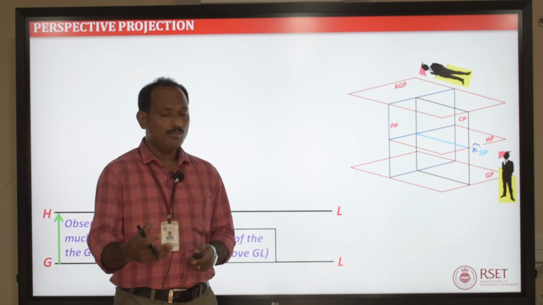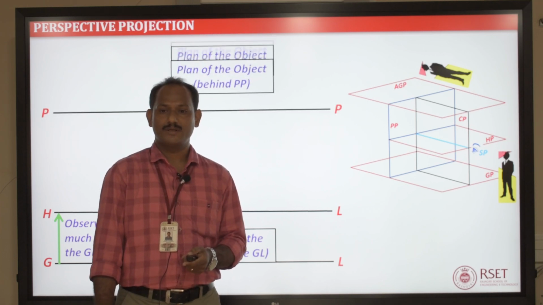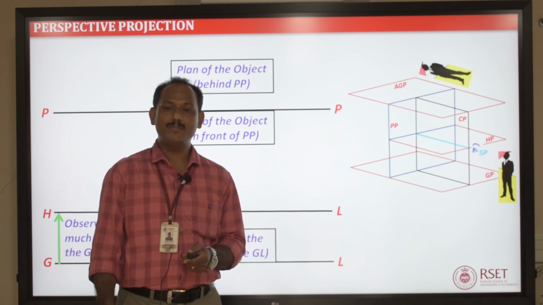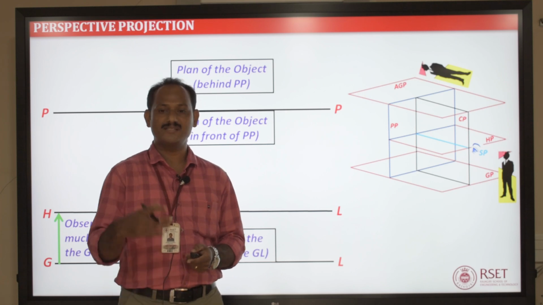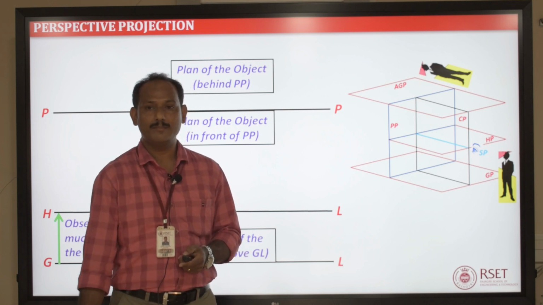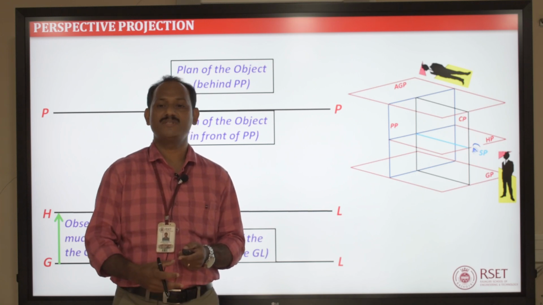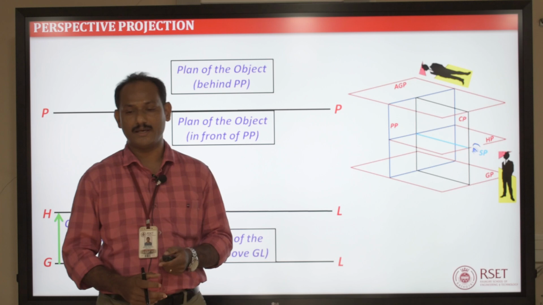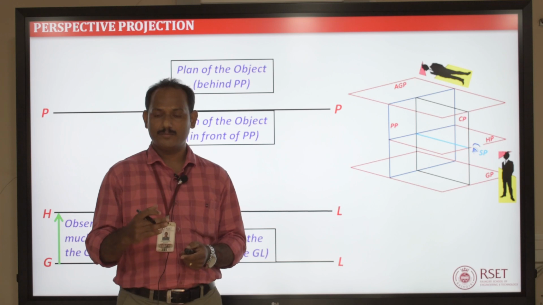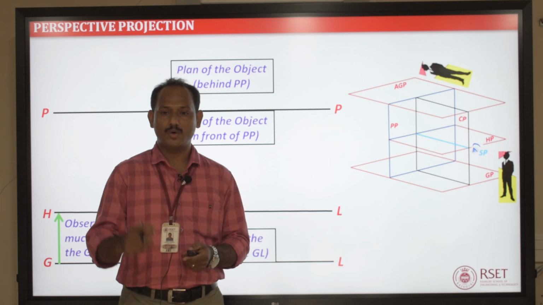Now, in top view you can see the picture plane as a line, and also the top view of the object. Depending on the position of the object, you can see the top view of the object above the PP line or below the PP line, or sometimes the top view of the object may cross the PP line. So, you can place the object in front of PP, behind PP, or the PP may cross some points of the object.